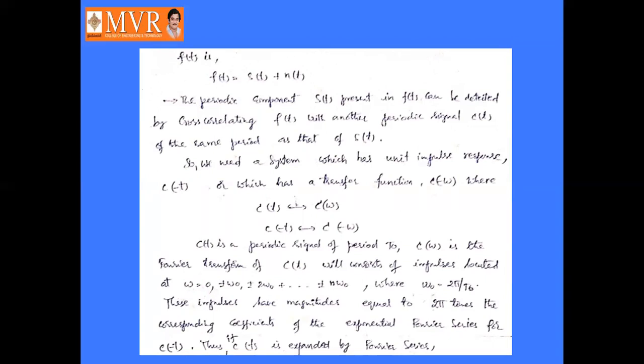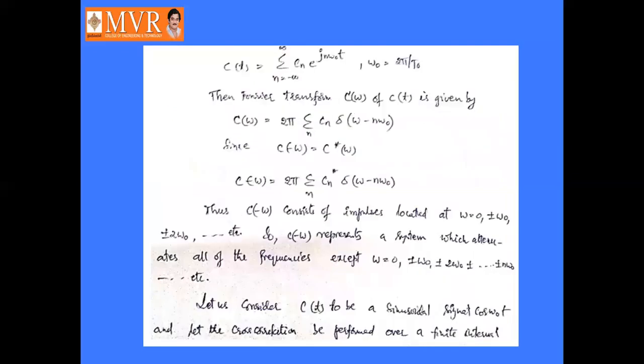Thus, if c(t) is expanded by Fourier series, then c(t) can be expressed as the sum over n equal to minus infinity to infinity of Cn into e power jn omega0 t, where omega0 equals 2 pi by T0. Then the Fourier transform C(omega) of c(t) is given by C(omega) equal to 2 pi into the sum over n of Cn into delta(omega minus n omega0), where e power jn omega0 t can be replaced by delta(omega minus n omega0).